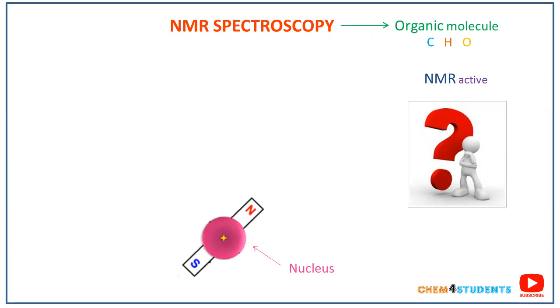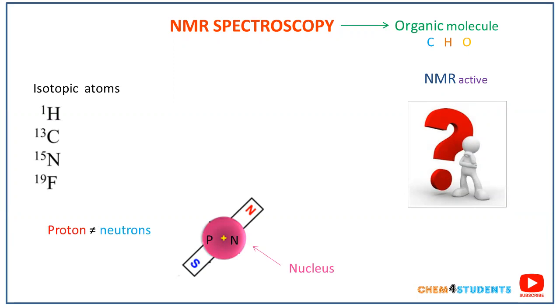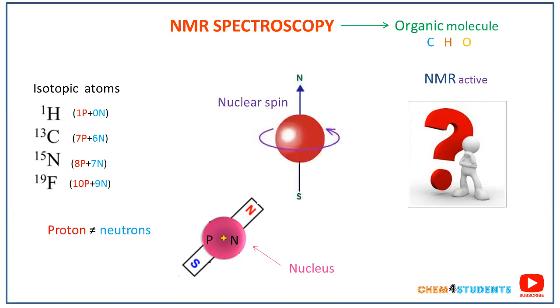All atoms have a nucleus in their center, which consists of protons and neutrons. Most of the time, these protons and neutrons are equal, but in isotopic atoms such as H1, C13, N15, F19, the protons are not equal to the neutrons. As we can see here, the one additional proton present in the nucleus of these isotopic atoms provides a nuclear spin. Due to the presence of nuclear spin, the nucleus behaves as a tiny bar magnet which has a specific magnetic moment.